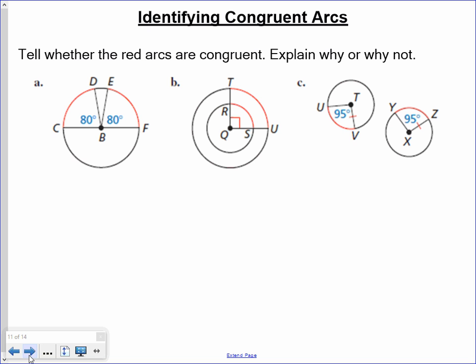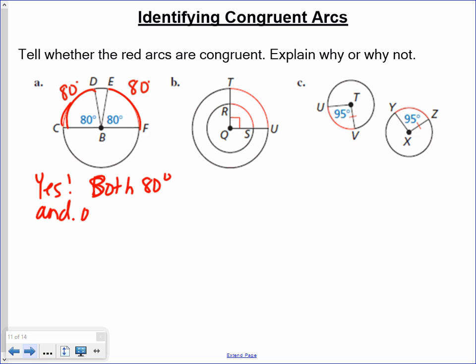Tell whether the red arcs are congruent, explain why or why not. So two things have to be true. They have to be the same measure, and then they either need to be on the same circle, like that, or they need to be on congruent circles. Do those two red arcs have the same measure, degree-wise, yes or no? Yeah, they're both 80 degrees. And since they're on the same circle, yes, those two arcs would be congruent to each other. They are both 80 degrees and on the same circle.